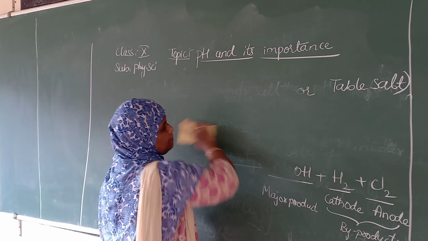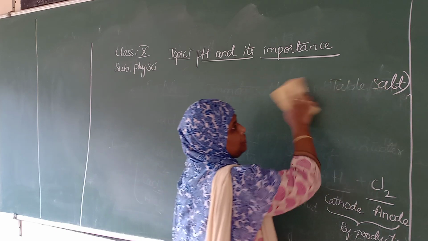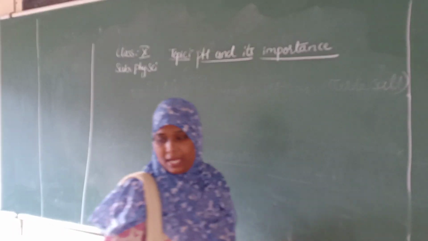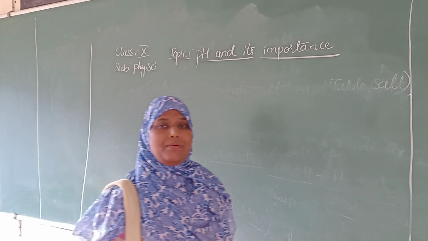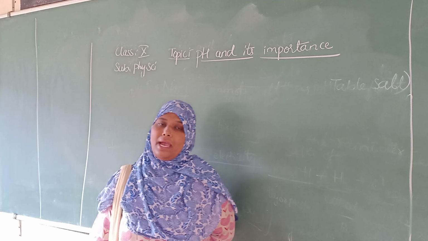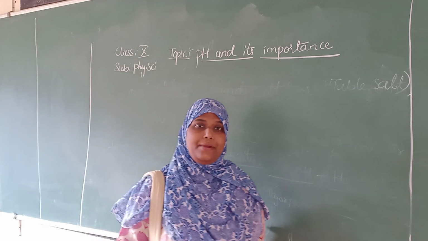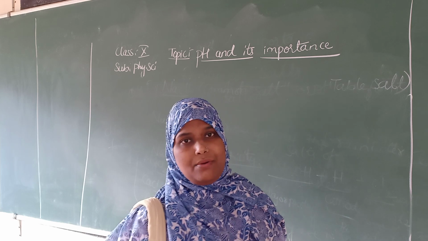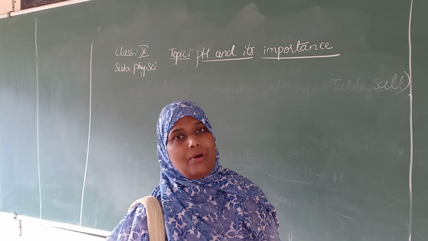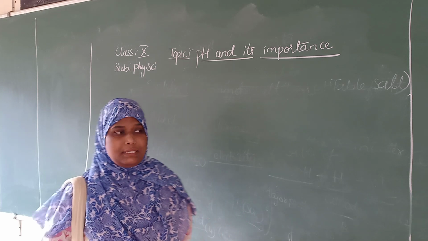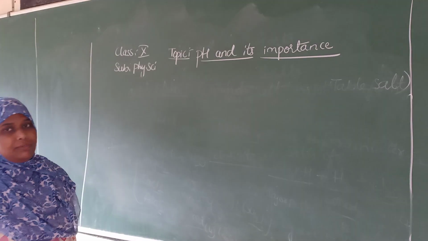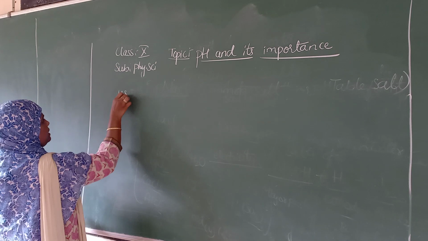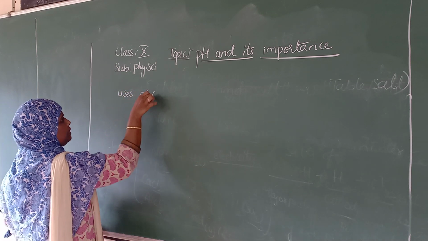So is it clear what is brine? Aqueous solution of sodium chloride is called brine. Whenever brine is electrolyzed, we will be getting sodium hydroxide, hydrogen and chlorine, and because of the products hydrogen, chlorine and the base, that is sodium hydroxide, this process is called the chlor-alkali process. Electrolysis of brine is called the chlor-alkali process. So let us see the uses of these substances. Uses of NaOH.